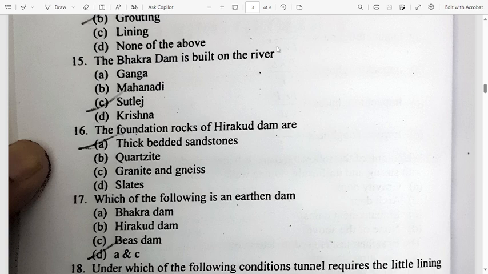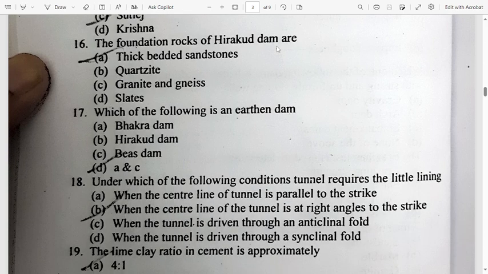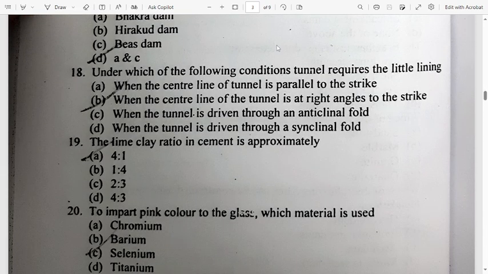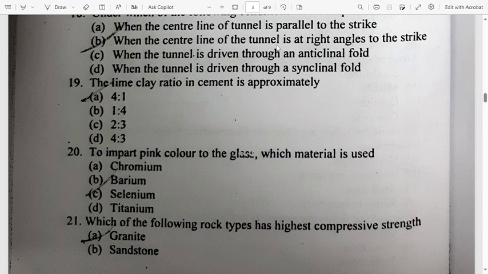A and C. Under which of the following conditions does a tunnel require little lining? When the center line of the tunnel is at right angles to the strike. The lime clay ratio in cement is approximately 4 is to 1. To impart pink color to the glass, which material is used? Selenium. Selenium gives a pink color to the glass.